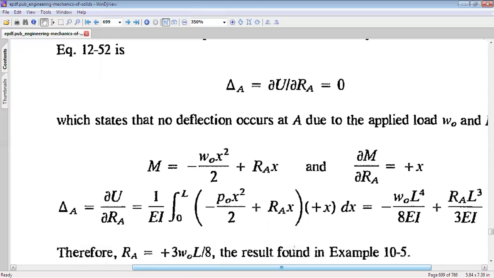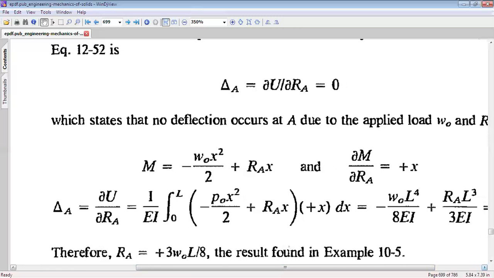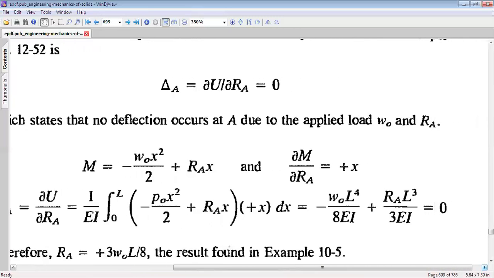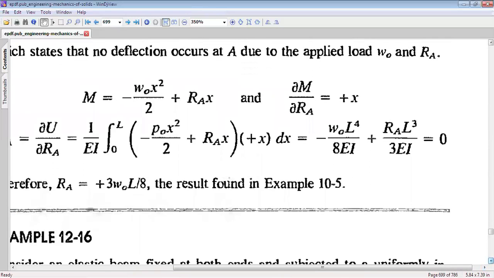And then we simply substitute it in the expression of strain energy and differentiate it with respect to RA. Then we get Δ_A equal to ∂U/∂RA equal to 1 by EI integral from 0 to L of (minus W naught x² by 2 plus RA x) x dx, and that becomes minus W naught L⁴ by 8EI plus RA L³ by 3EI, and that is equal to 0. And from here RA comes out to be 3 W naught L divided by 8.